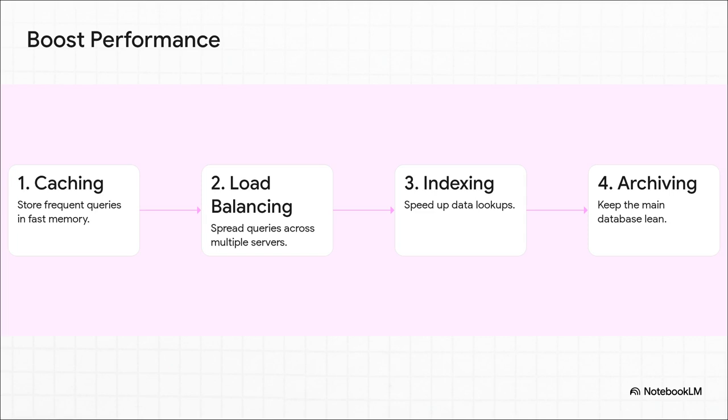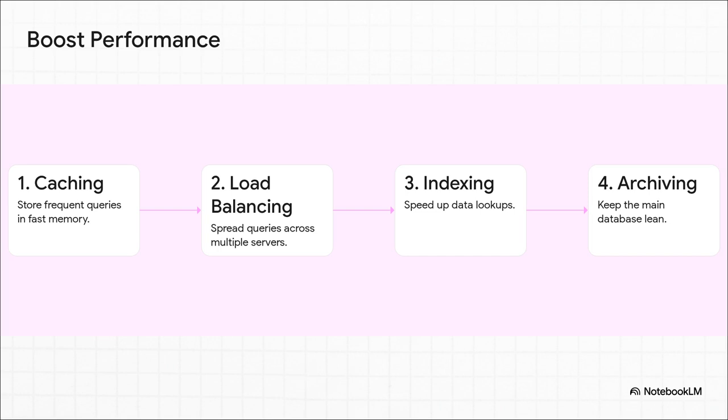This is where you store your most popular data in super fast memory for almost instant access. Then you've got load balancing. This thing acts like a traffic cop, making sure incoming requests are spread out evenly across your servers so no single one gets totally swamped. Third is indexing, which is basically like the index at the back of a book.